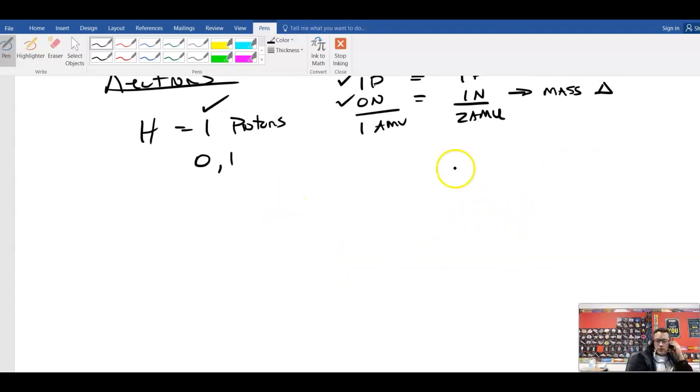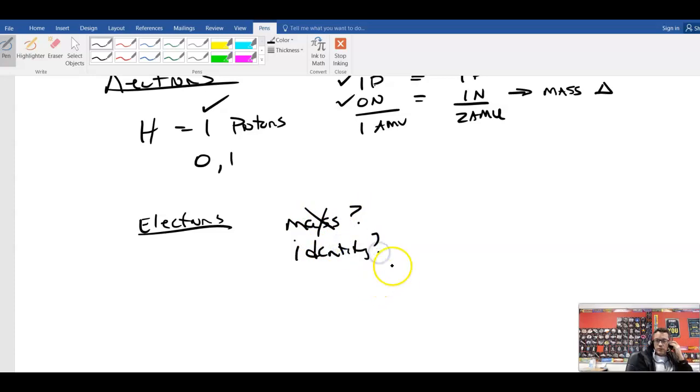If we change the number of electrons, let's think about the characteristics of electrons. Does it change the mass? No, because electrons effectively don't have a mass. Does it change the identity of the element? No, it doesn't do that either. The only thing that the electron really brings to the table is a charge.